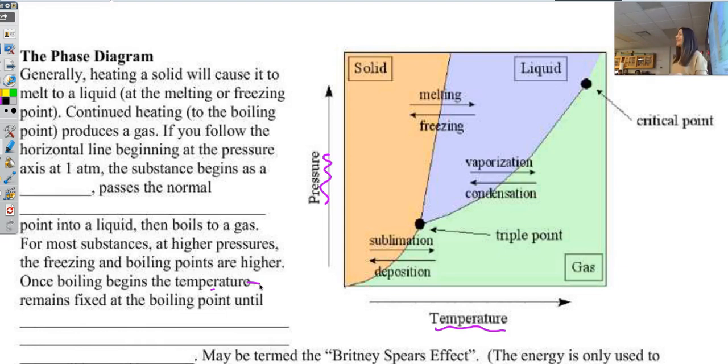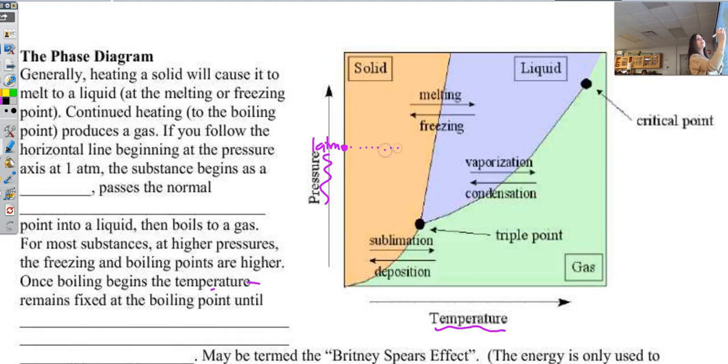You can get it to change into the liquid phase, but you have to be at the right temperature and pressure in order for that to happen. Okay, so let's take a look at this phase change diagram. It says generally heating a solid will cause it to melt to a liquid at the melting or freezing point. And then continued heating produces a gas if you follow the horizontal line beginning at the pressure at 1 atm. So let's say that this right here is 1 atm.